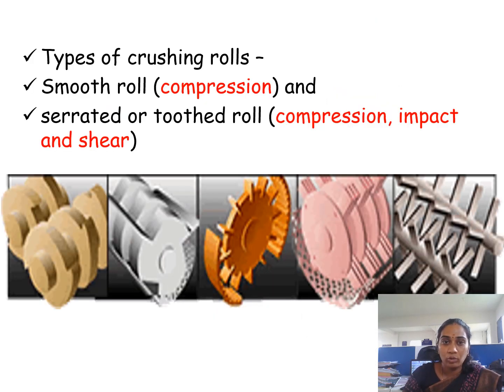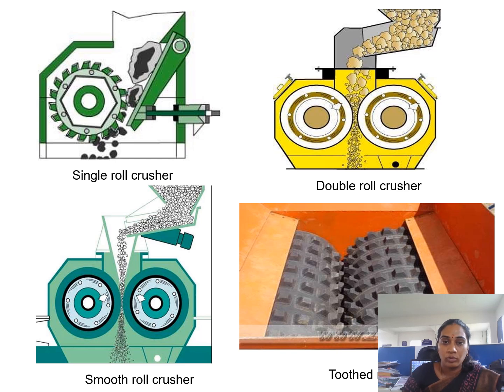In the crushing rolls, we have two types based on the surface. One is the smooth roll crusher and another one is the serrated or tooth roll crusher. In the smooth roll crusher, the surface of the rollers will be smooth, so due to compression, the size reduction will be taking place. And in the serrated or tooth roll crusher, due to compression or impact, the size reduction will be taking place. Serrations mean tooth-like projections will be on the surface of the rollers. Apart from that, we have single roll crushers and double roll crushers. This picture shows the smooth roll crusher, and this one is the toothed or serrated roll crusher.